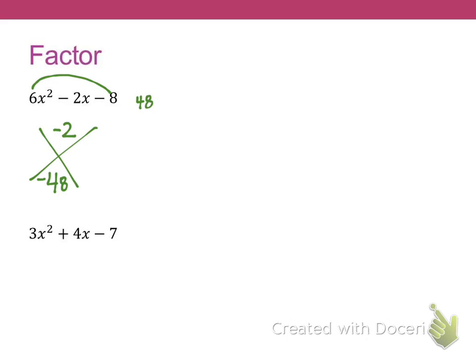So I list the factors of 48. 1 times 48, 2 times 24, 3 times 16, 4 times 12, 6 times 8. Okay? So I'm going to ask myself the same exact question: which ones subtract, because the c is still negative, to give me 2? So I look down my list. Which ones are going to subtract to give me 2? Okay, 6 and 8. So I put my 6 here and my 8 here.